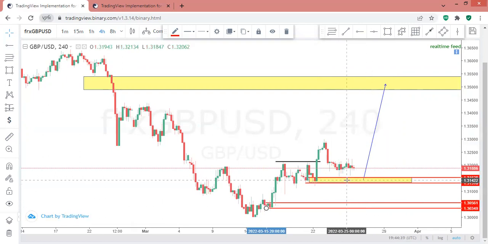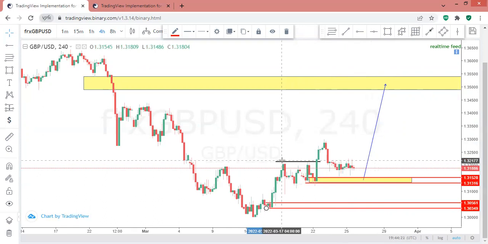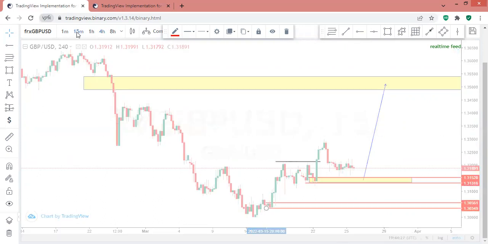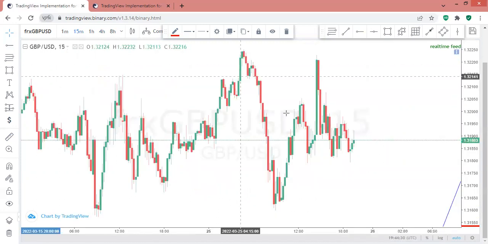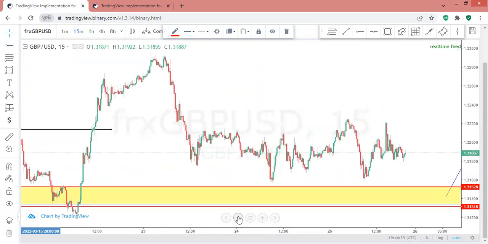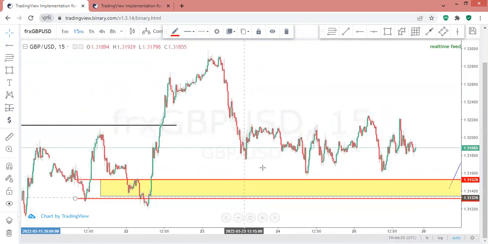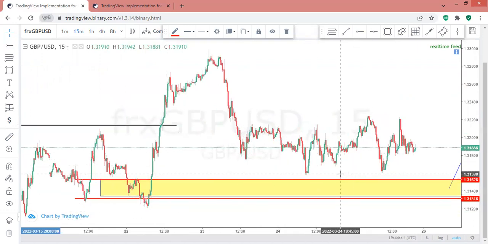So let me look for my opportunity here. This is my break of structure on 4 hours. Let me go to my 15 minutes. Okay, this is my 15 minutes. And look at 15 minutes. Price has even given a liquidity area on 15 minutes.